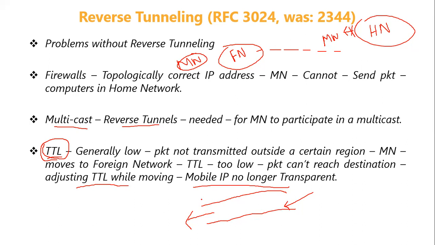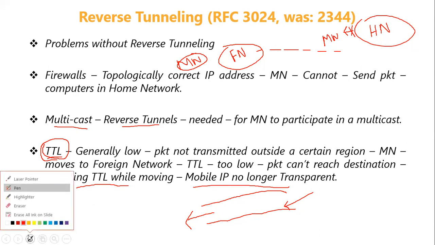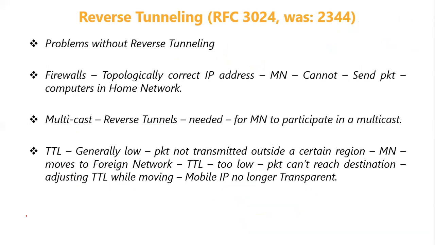So these are the three reasons. The first is the issues created with firewalls. The second is multicast, and the third is that we don't want to adjust the TTL value when the mobile node is moving. Because of these reasons, we are going for the concept called reverse tunneling. Reverse tunneling was specified through RFC 3024, Request for Comments.